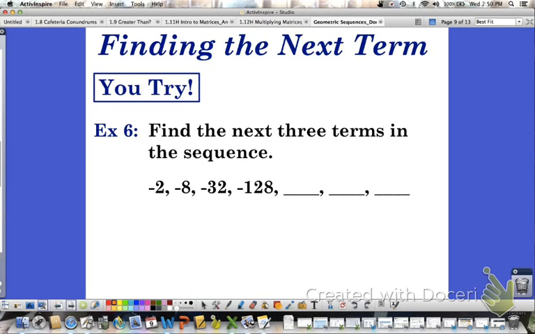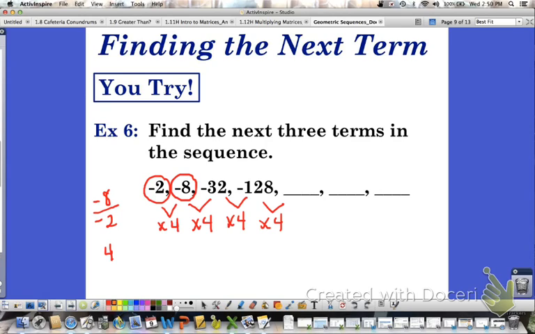Here I go. The second number divided by the first number: -8 divided by -2. Since -8 divided by 2 is 4, it makes me think we're multiplying by 4 as we go down our table, or up our list, or across our list. I'm going to test it though just to be sure. -8 times 4 is -32. Times 4 is -128. I'm going to keep multiplying by 4.